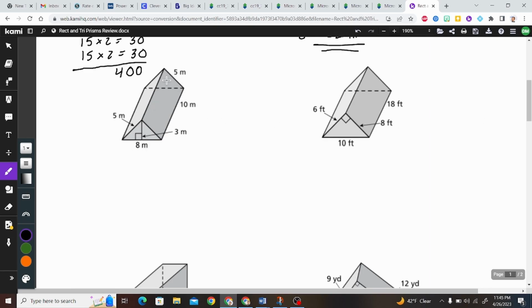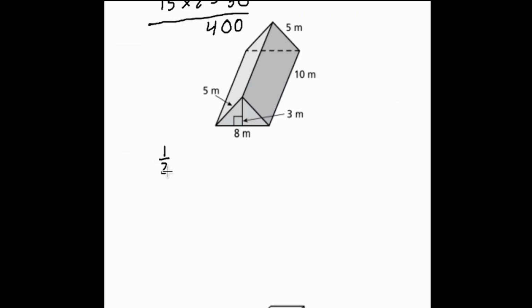Next, we have a triangular prism, and so this has 5 faces, the first of which that we'll worry about is the triangle. So 1/2 times, then we need to know which 2 values make up that right angle. The 2 values that make up the right angle are 8 and 3. So 1/2 of 8 is 4, times 3 is 12, and the back face is the same exact thing.